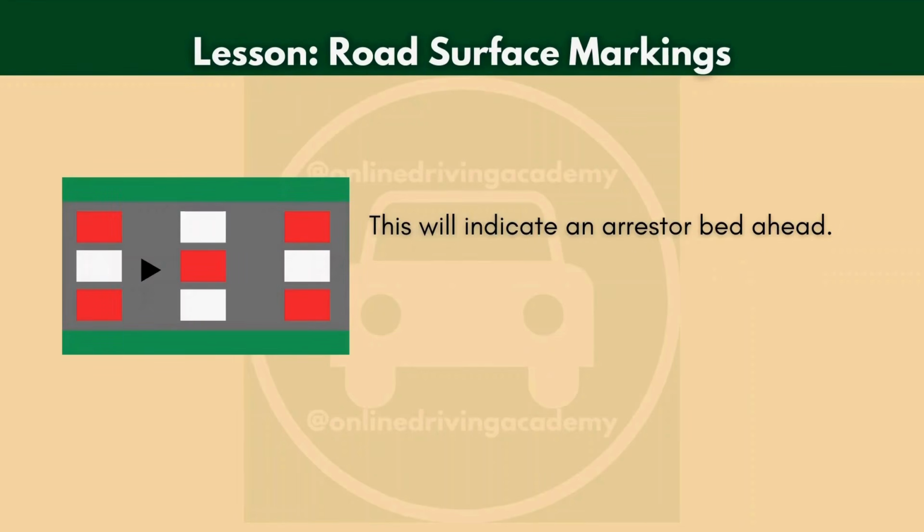This is actually quite confusing for your students learning your road markings and road signs. So this is actually an indication of an arrestor bed ahead. Now you may be wondering what that is. I will tell you about that. Let's just go through how we identify these road markings. So we can see there are 3 sets with 3 squares in each. Sometimes there will be squares, sometimes there will be rectangles. And we can see they are either red or white. And this will indicate that there's an arrestor bed ahead.